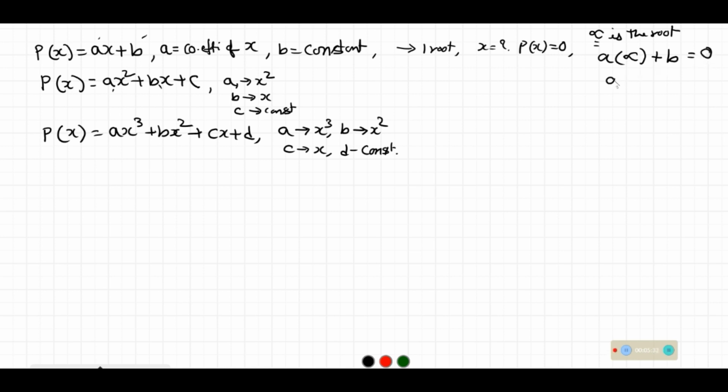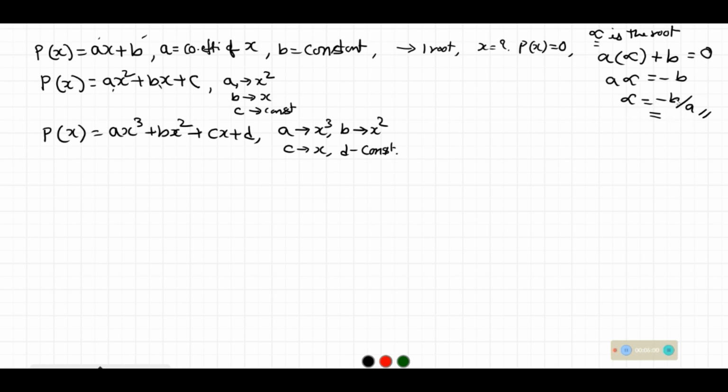Okay, then a into alpha is equal to minus b. Alpha is equal to minus b by a. So for the linear equation, the root means alpha satisfies the equation, right? That's why we call it the root of this equation. So alpha is equal to minus b by a. This is a relation between the coefficients and the root.